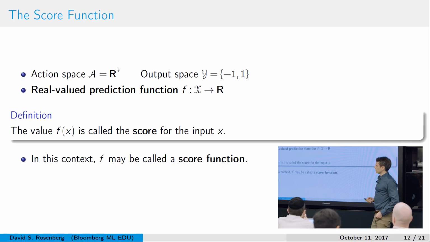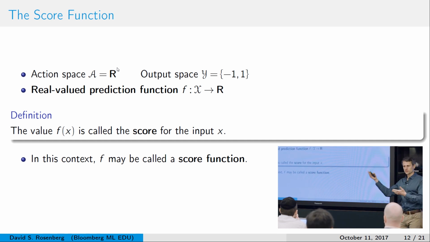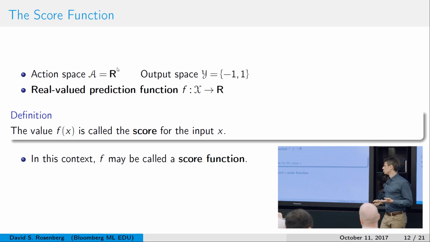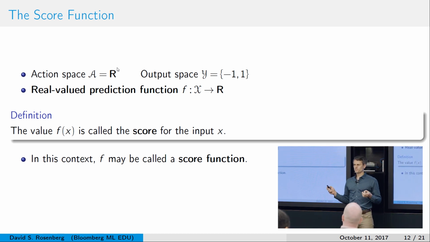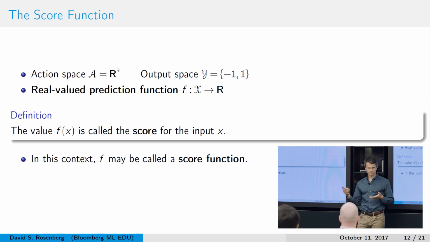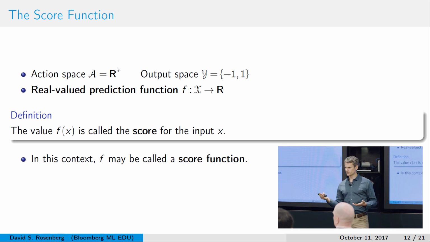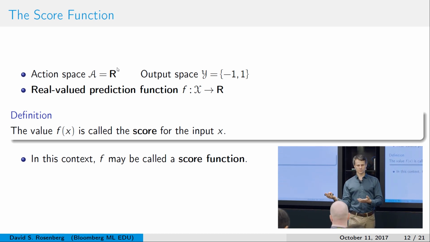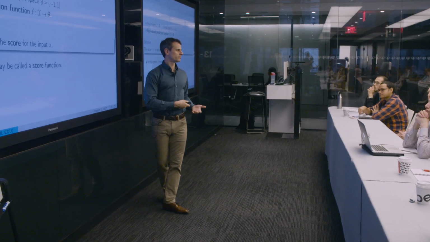So some terms. The value f of x, our real valued prediction function for classification, is called the score for input x. And f can be called the score function. Intuitively, the sign of the score is the class that we're predicting. But we would like the size of the score to represent a confidence. So if the score is really large, maybe like 100, that would be a much more confident positive class prediction than a score of 1. Right? -5 would be a more confident negative prediction than -0.1.